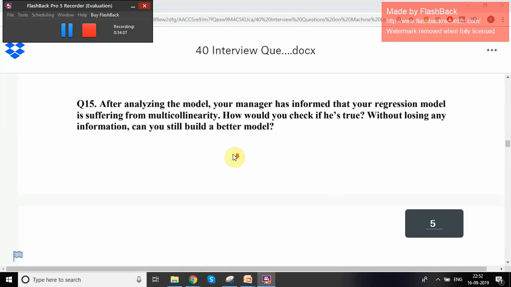That's what it's trying to explain. After analyzing the model, your manager has informed you that the regression model is suffering from multicollinearity. How would you check if it is true without losing any information for the better model?